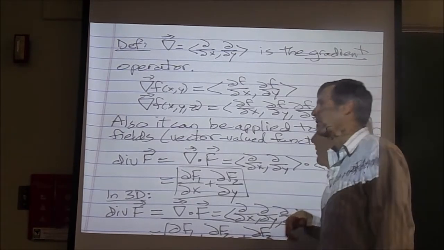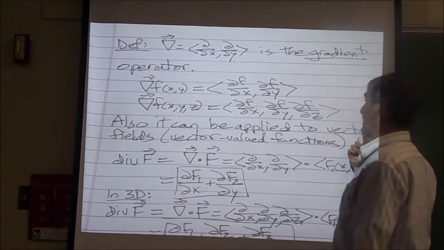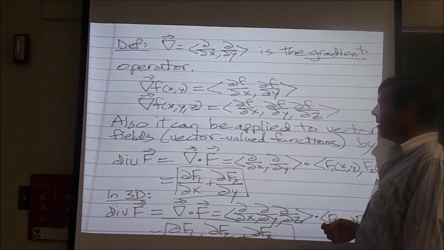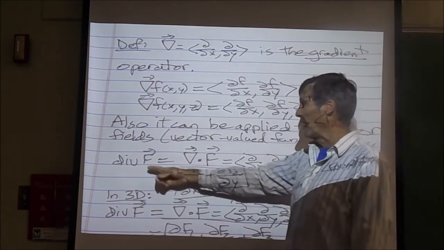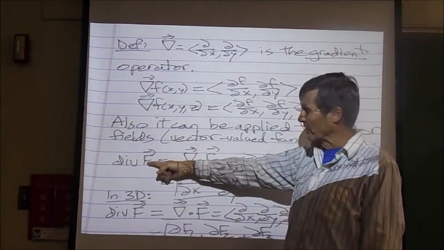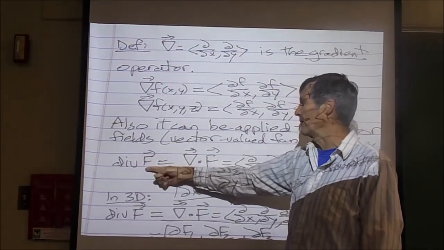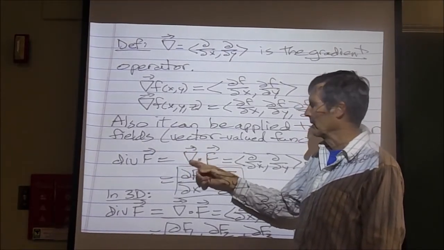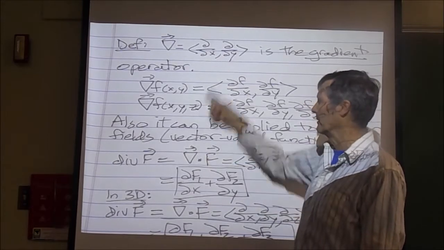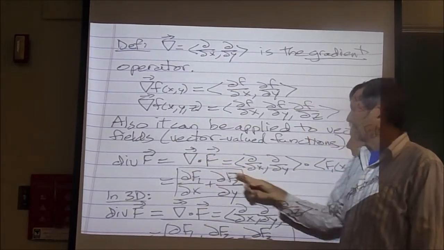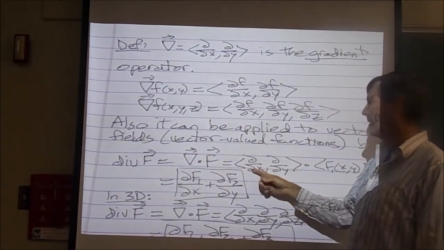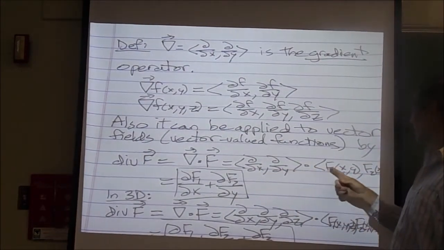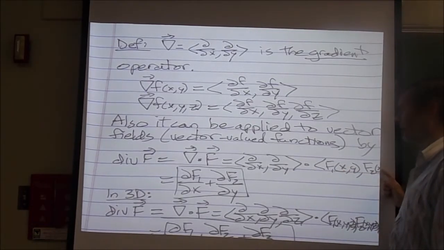We've already seen that before. But it can also be applied to vector valued functions, vector fields, by these operations that we'll define here. This is a definition. The divergence of a vector valued function or a vector field is del dot f. Upside down delta we call del, so that's called the gradient del. Del dot f is just, well, what should we mean by that? If we follow our usual notation, it's d dx, d dy dot f1 of x y, f2 of x y, the vector field.